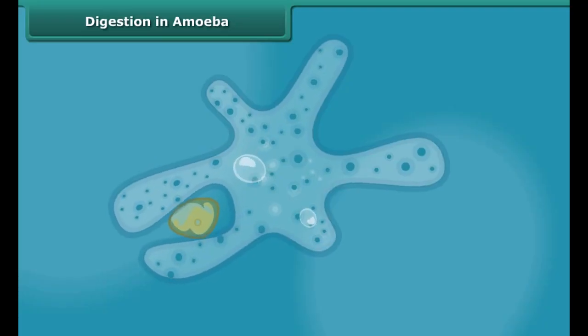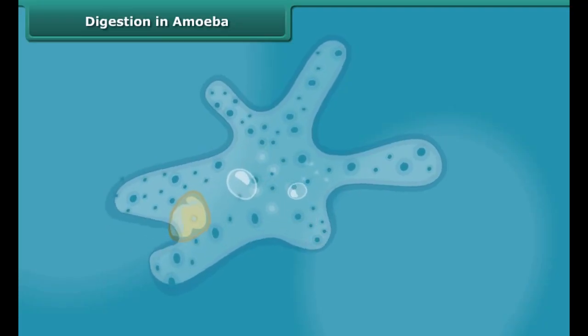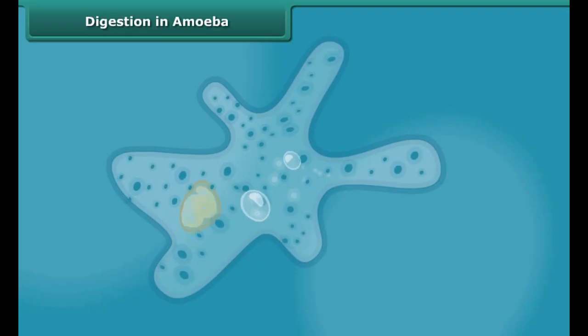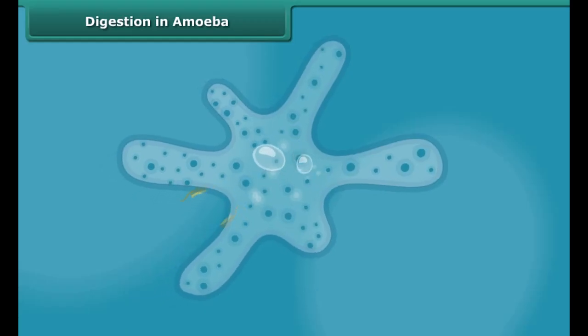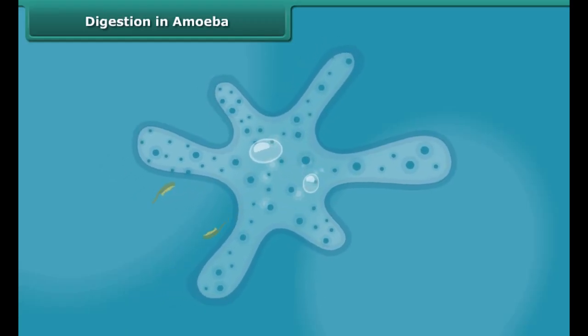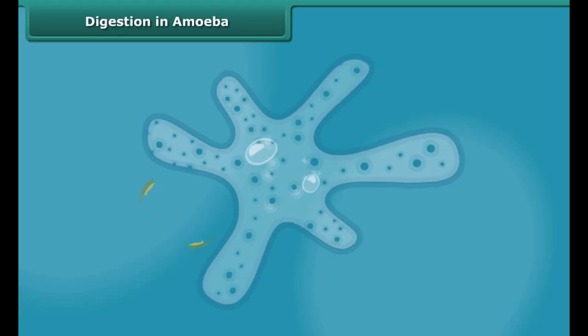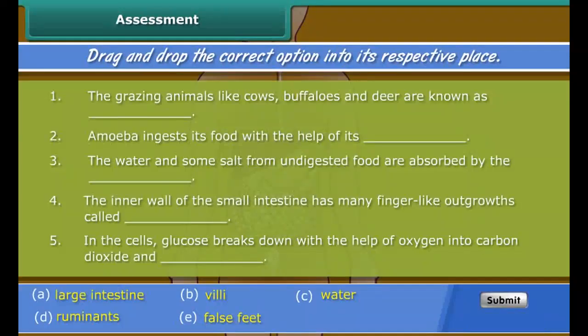The food becomes trapped in a food vacuole, and the digestive juices act on the food to break it down into simpler substances. Finally, the undigested food is expelled outside by the vacuole. By this you can say all the animals have the same basic process of digestion. Let us check your knowledge. Drag and drop the correct option into its respective place.